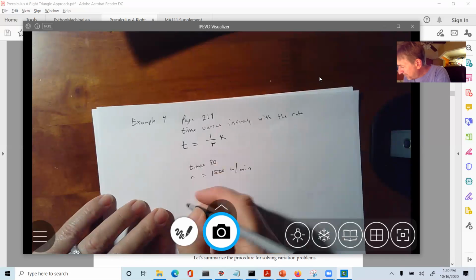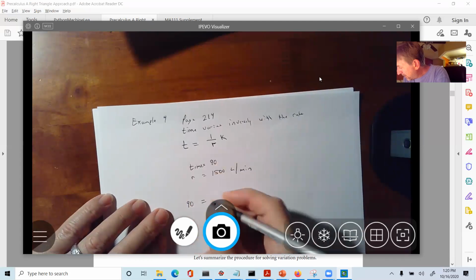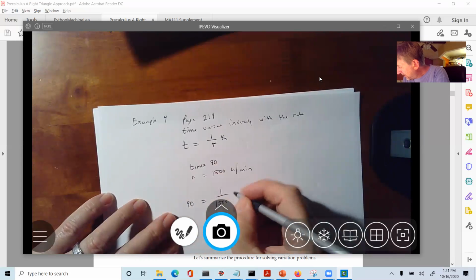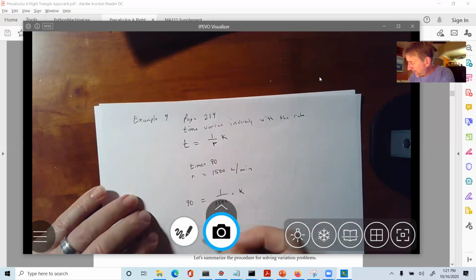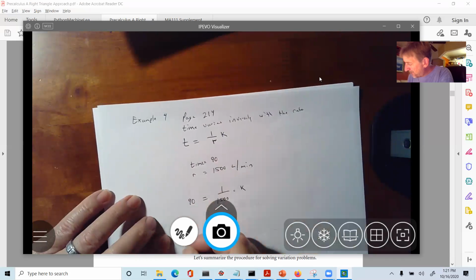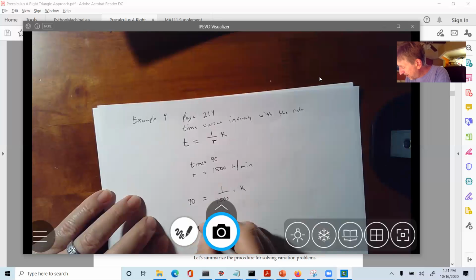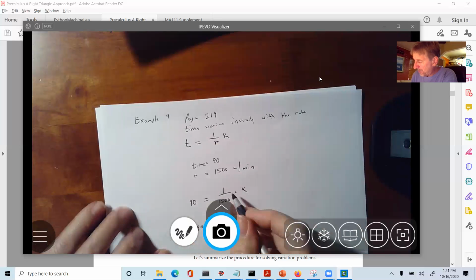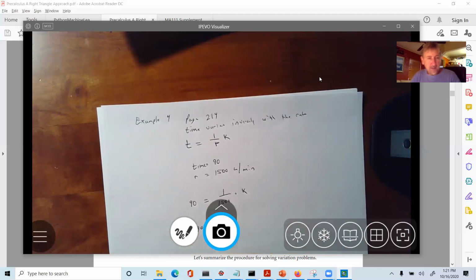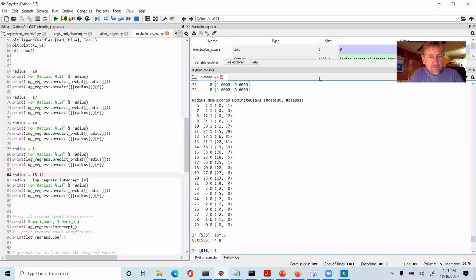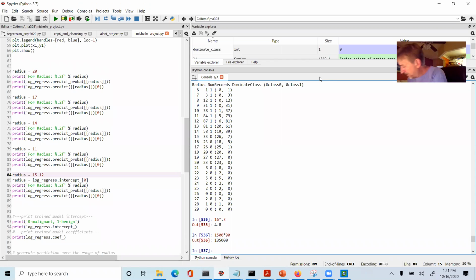So we have time is 90 equals 1 over 1,500 liters per minute times k. So that's a rate. Now we just flip that over. So multiply both sides by the inverse. That's 1,500 times 90 equals k. Multiply both sides by that, that's going to cancel out. So we got 1,500 times 90 equals k. And so my rate constant equals 135,000.